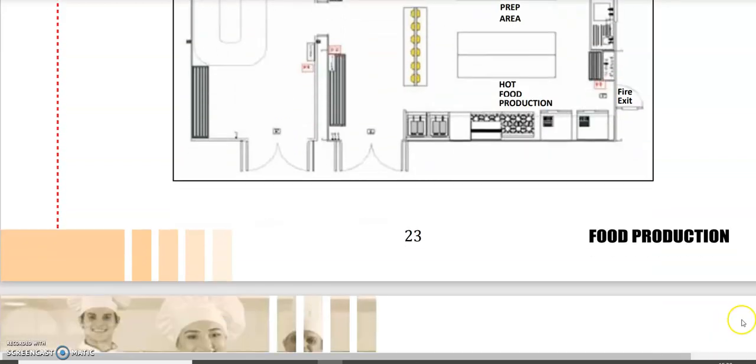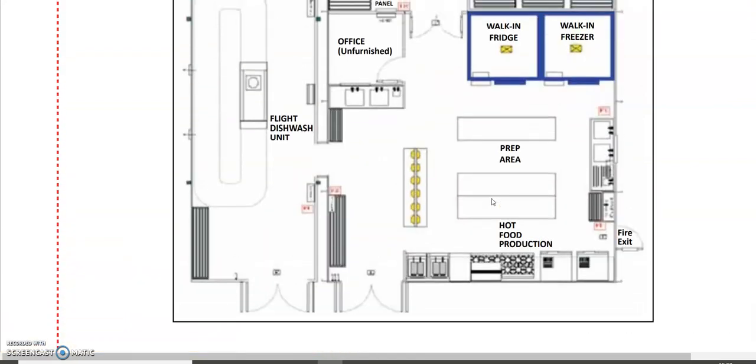Okay. And then look at it here. Hot food production. This is where we cook food. And then we have the exits and entries. You can see there are many doors because you cannot bring in raw food items from where we are cooking food. It has to come from where the washing area is.